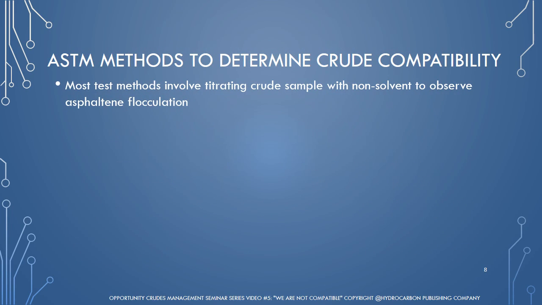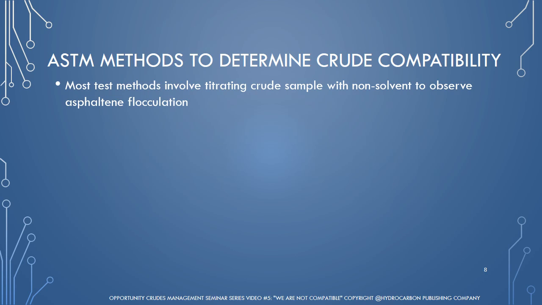Most methods to test for compatibility determine solubility by titrating the crude with a non-solvent until asphaltene flocculation occurs. These commercially used tests can either be performed by hand or by automated procedure, and the flocculation is either detected by eye or near-infrared spectroscopy or laser transmittance. As flocculation increases, the light transmittance decreases.